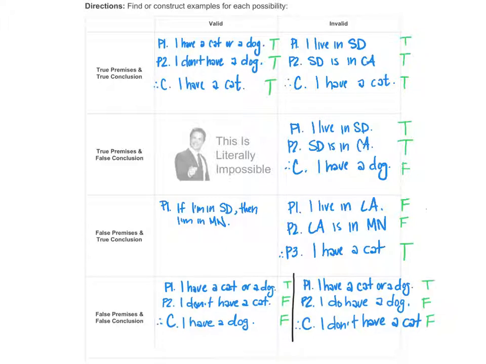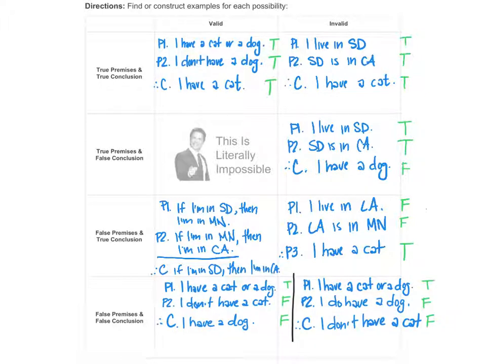That's false. And let's let premise 2 be, if I'm in Minnesota, then I'm in California. Clearly false. And what would follow validly from these two premises? If I'm in San Diego, then I'm in Minnesota. And if I'm in Minnesota, then I'm in California. It follows that if I'm in San Diego, then I'm in California. And the conclusion happens to be true.